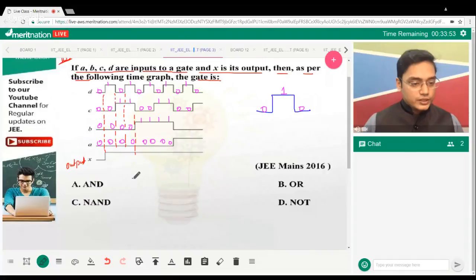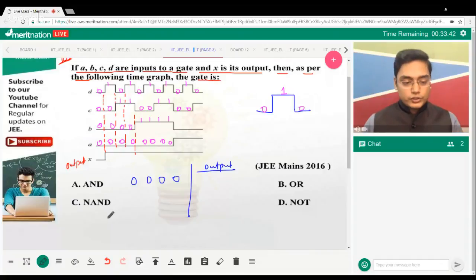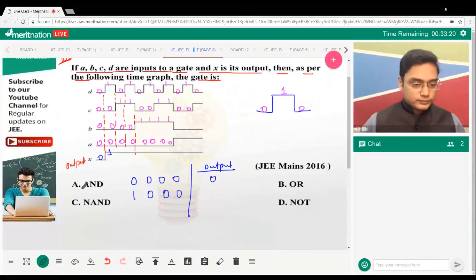Okay, let's take the first configuration. Can I say 0, 0, 0, 0? And what is the output for this configuration? For this 0, 0, 0, 0, the output is again 0. Now I'm taking the second input. It is 1, 0, 0, 0. It's very simple. So the output this time is 1.